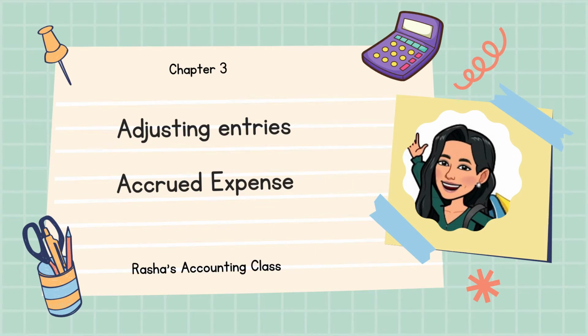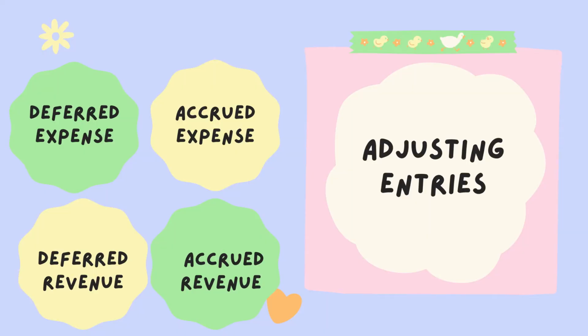Hello, today we're gonna talk about chapter 3, adjusting entries, and the third type for today is accrued expense. Now, adjusting entries involve no cash. We record the adjusting entries at the end of the period. And we have 4 types of adjusting entries.